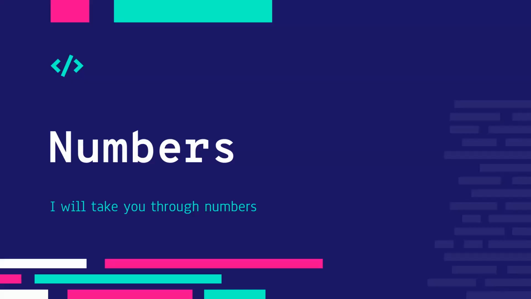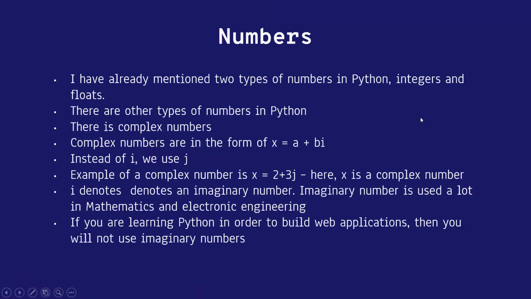Now I want us to look at numbers. I'll take you through numbers in Python. So I've already mentioned two types of numbers in Python, that is integers and floats. The other type of number in Python is complex numbers.